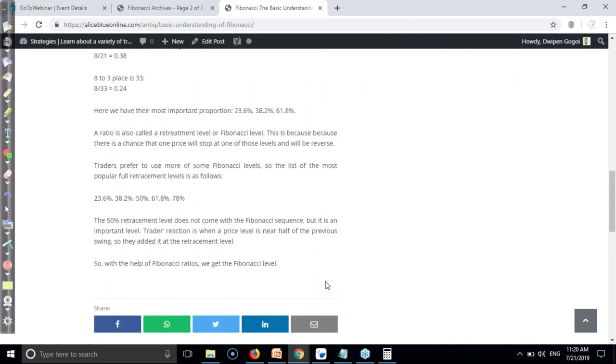Is it clear, Fibonacci? It is a basic understanding, right? So do you have any query about Fibonacci? Okay, no audio, no audio. So do you have any query about this Fibonacci? If you have any query, you just leave a message.